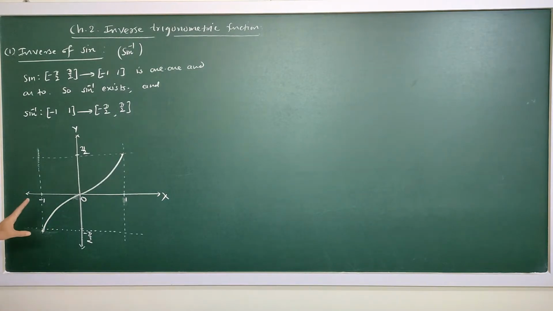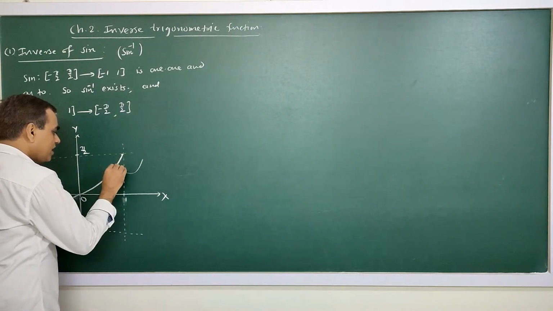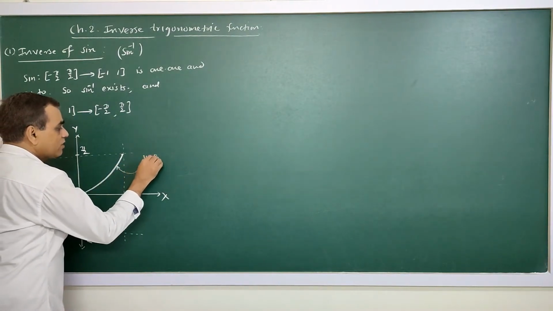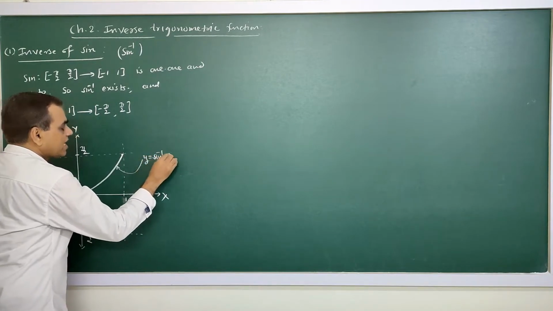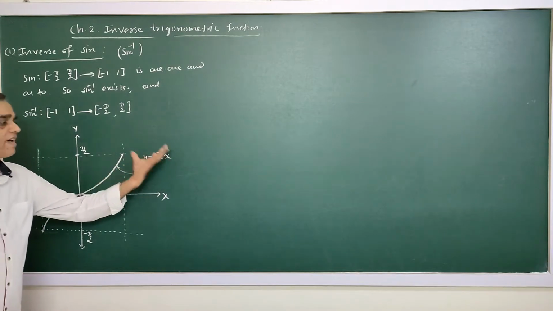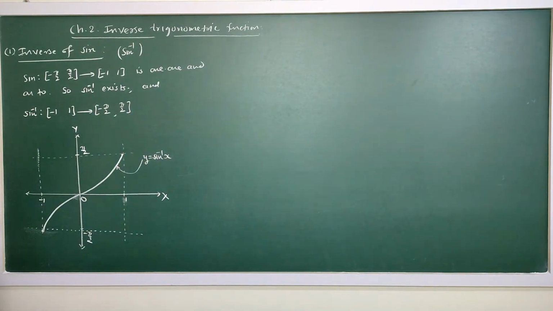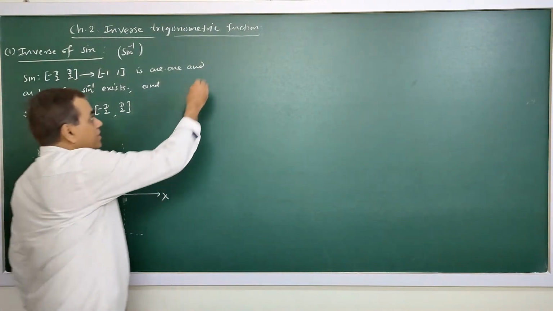This will be the graph of y equal to sine inverse x. y equal to f(x), like that. f(x) is sine inverse x. Now, properties.